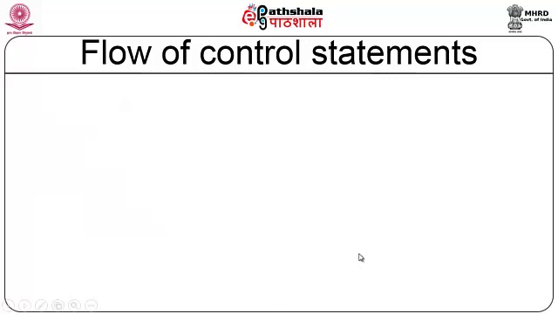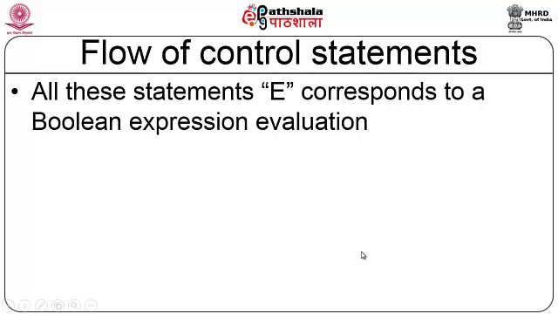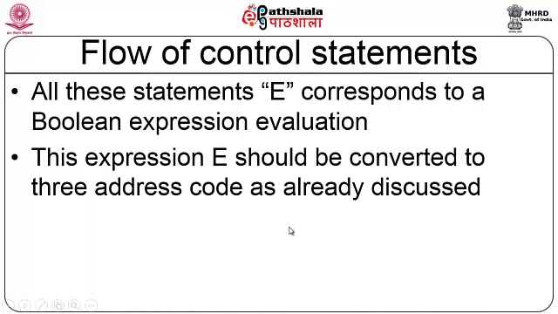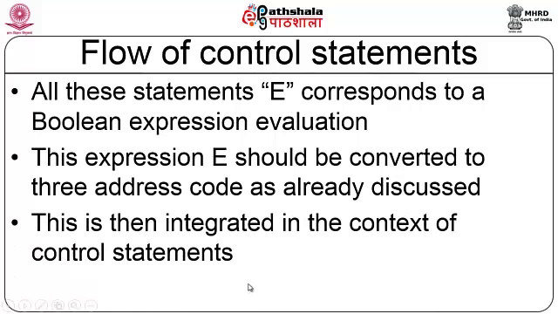So, you can have either an entry controlled statement or an exit control statement in case of a while do or a do while. Now, typically the expressions E that are part of the control flow statements correspond to evaluating a Boolean expression. So, we are used to writing like if A double equal to B, or if A is less than or equal to B, then do this, then do that. While A less than or equal to 10, you keep on iterating till A becomes 10. So, the expression that is part of the control flow statements is typically going to be a Boolean expression. So, this expression E should be converted to 3-address code, as we already discussed in the previous module.